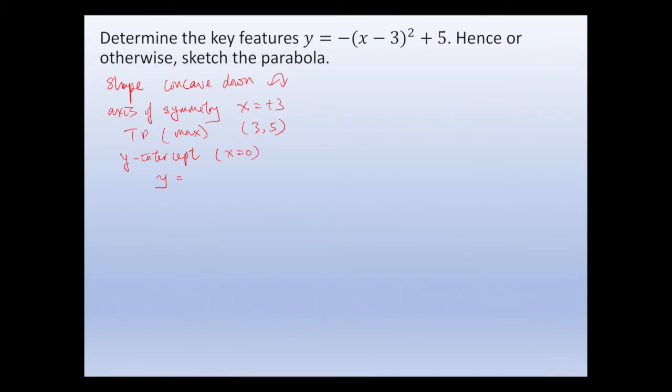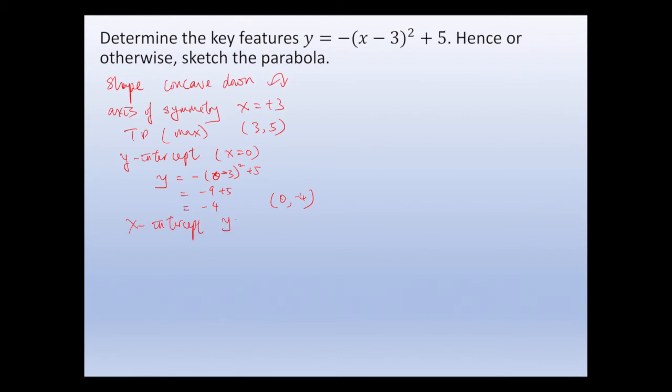That is when x equals 0. So substituting x equals 0 into y equals minus (x minus 3) all squared plus 5, we get minus (0 minus 3) squared plus 5. Alright, 0 minus 3 is minus 3, minus 3 squared is 9. And there's a minus here, so minus 9 plus 5 equals minus 4. So the y-intercept is (0, minus 4).